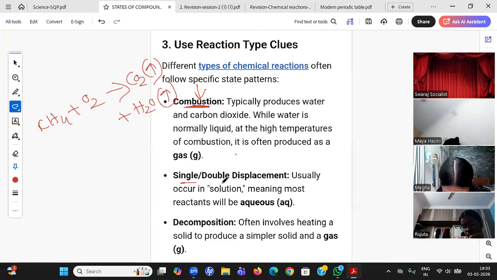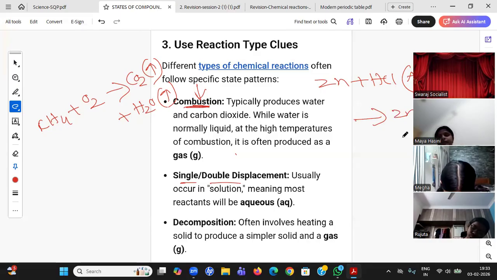Now see single and double displacement. Take one example, Zn plus HCl. What is HCl here? It's an acid, so what should I write here? Aqueous. What will I get? ZnCl2 plus H2. So what should I write for ZnCl2?